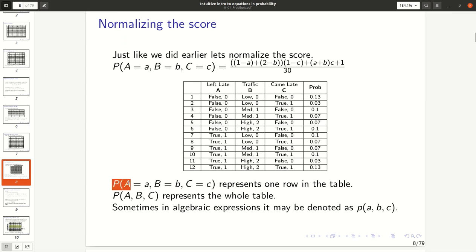In articles, this probability equation can be represented in a different way. We can say that P of A equal to a, B equal to b, C equal to c represents one row of the table, or the whole table can be addressed as P of A, B, C. Sometimes in algebraic expressions, it may even be denoted as small p of A, B, C.